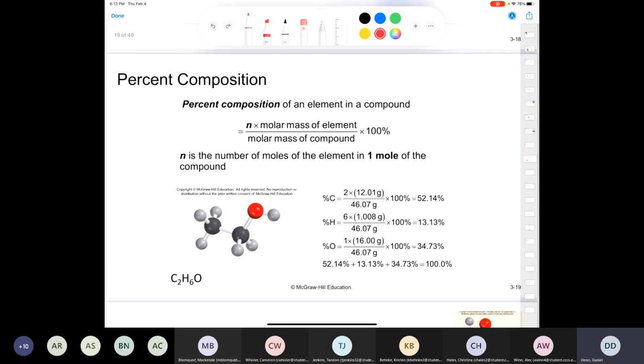So let's say we were talking about, it says here N is the number of moles of the element in 1 mole of a compound. And the percent composition is this formula here. So we take the molar mass of that element, multiply it by the number of moles of the element in 1 mole of the compound, and divide it by the total molar mass of the compound, or the molar mass of the whole compound. Now, I kind of garbled my words there. It's a lot easier to explain if we look at the example here.